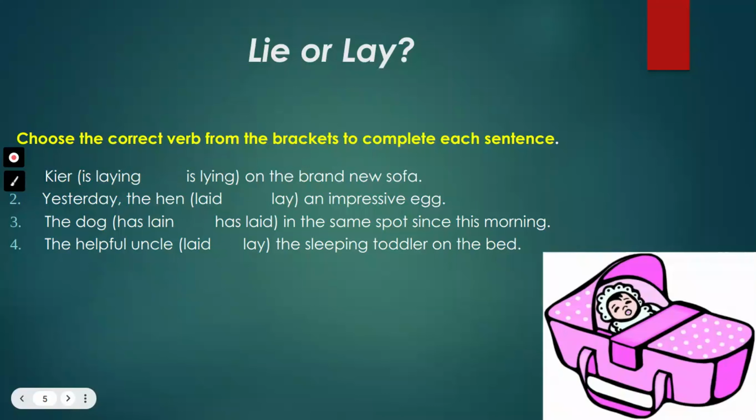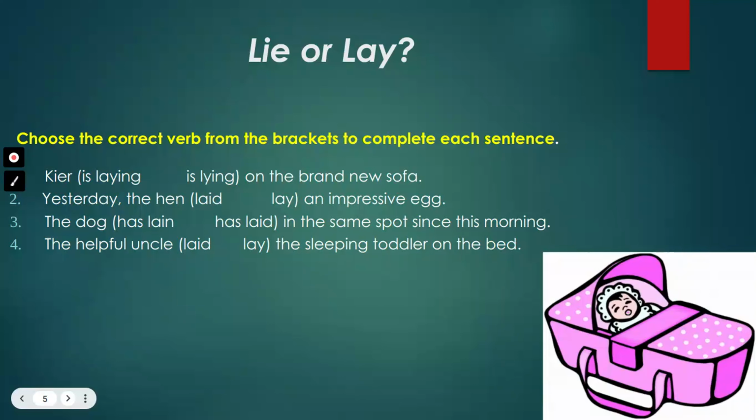So what have you learned? Now that we have examined the differences between the verbs to lie and lay, let's see if we can use those two verbs correctly in sentences. It reads, choose the correct verb from the brackets to complete each sentence. Number one, Care is laying, or is it that Care is lying on the brand new sofa? Now think about it. Which verb are we looking at here? Is it to lie or to lay?